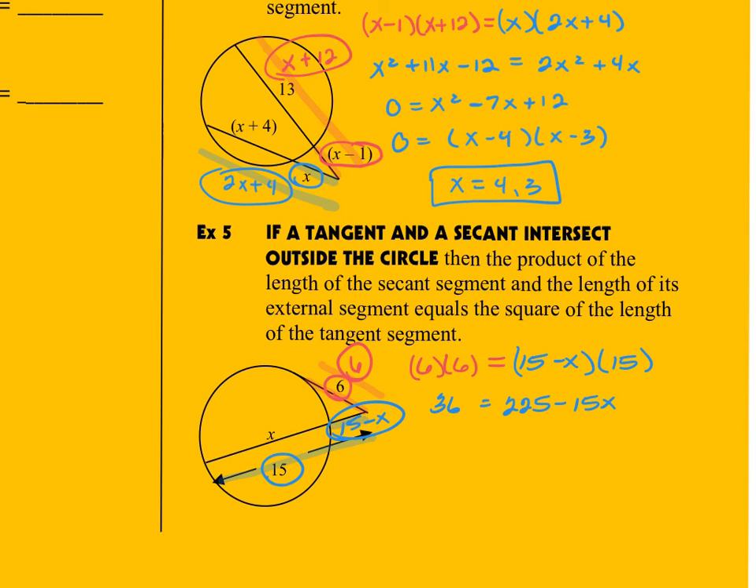I like my variables to be positive, so I'm going to kick that 15x to the left and get 15x. I'm going to move the 36 to the right and get 189. So my final answer for x is 12.6.